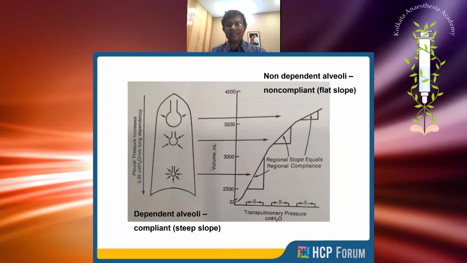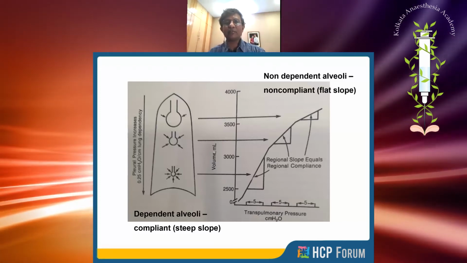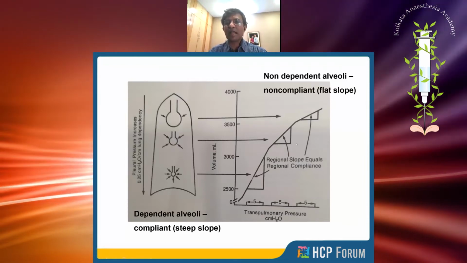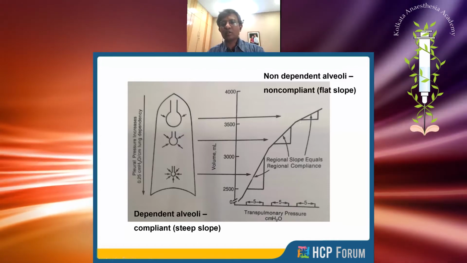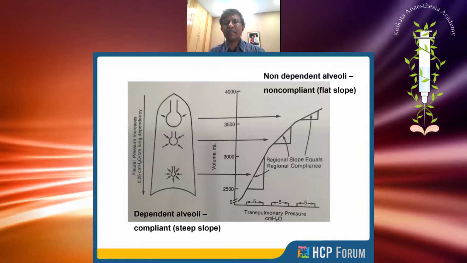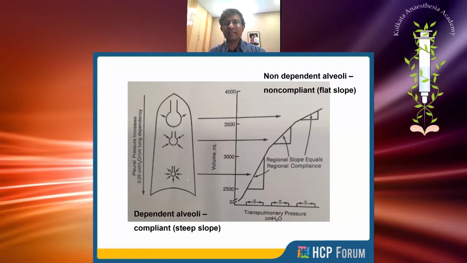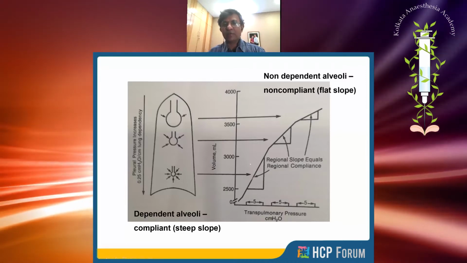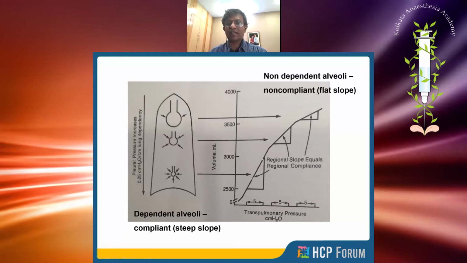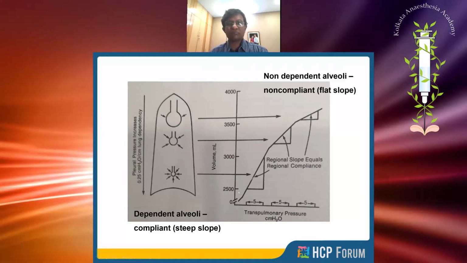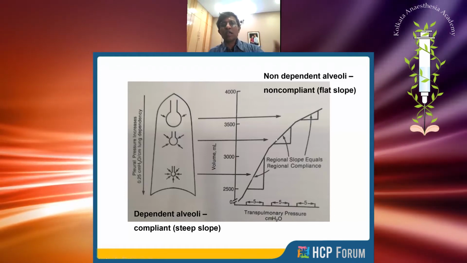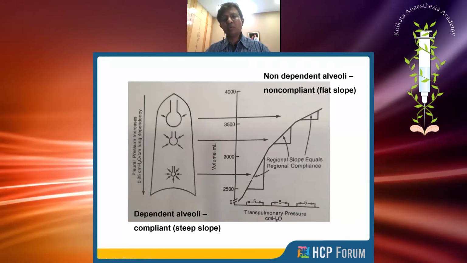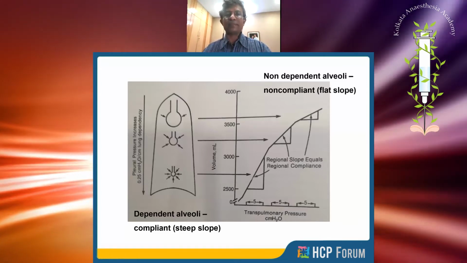And if you look at this graph, this explains it even better. As we talked about, the non-dependent areas are lying in the flatter part of the curve, and so the regional compliance is low here. So for a given transpulmonary pressure change, the change in volume will be much less than in the dependent areas where the alveoli reside. You'll find they're in the steeper part of the curve, and for a given change in the transpulmonary pressure, the change will be much, much more. So this is how the pleural pressures influence the distension of the alveoli.